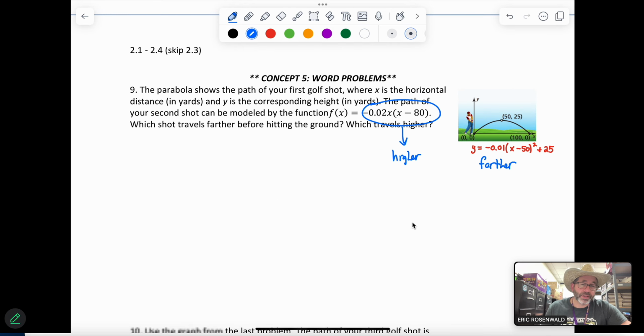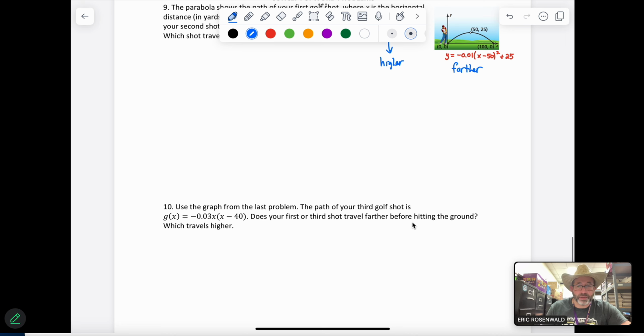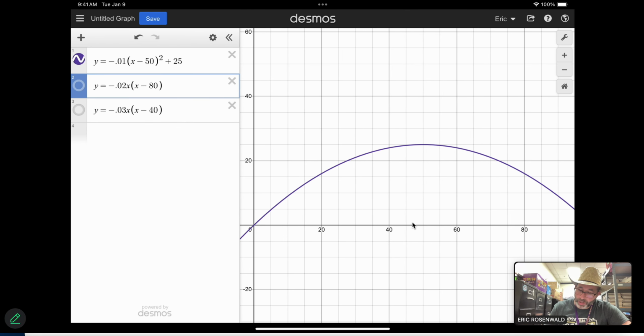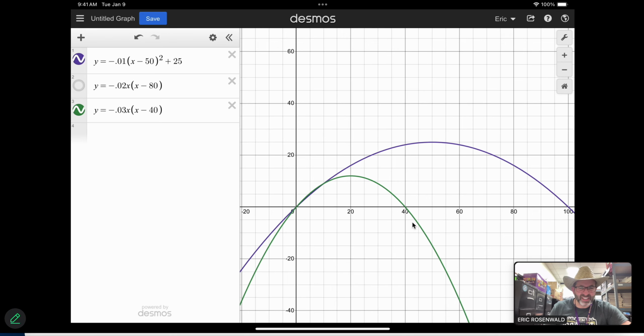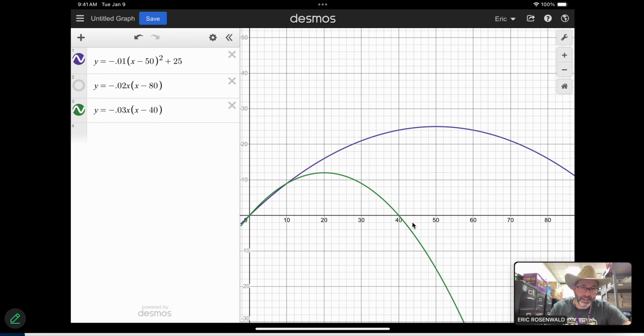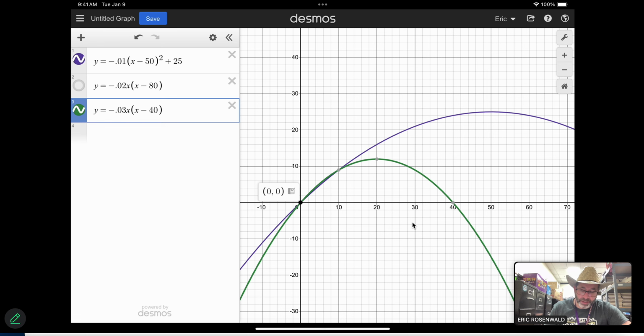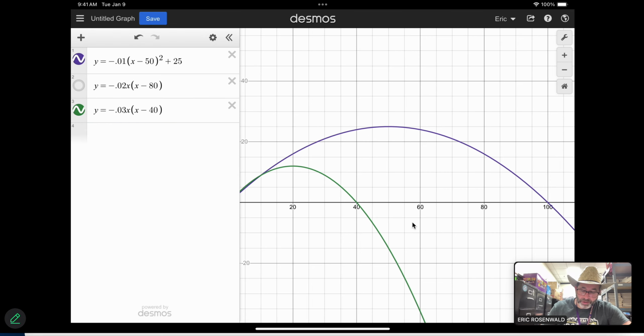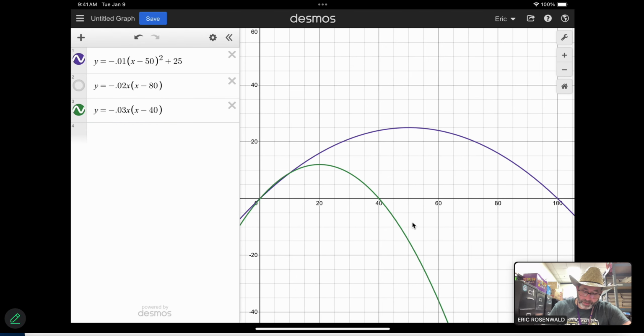Okay, let's take a look at the last question here, which now uses the same idea, but now it's using this equation. It says which one travels higher and which one travels further. So let's look at this one and see what happens. Okay, this is my last one, and you can see it's not a very good hit. It starts at 0 here, it goes all the way up to 12, and then back down to (40, 0).